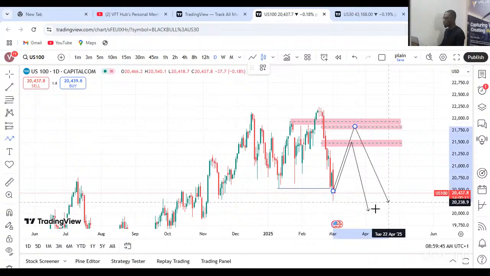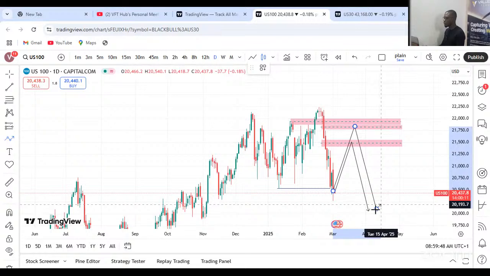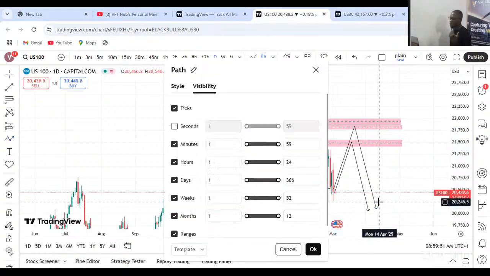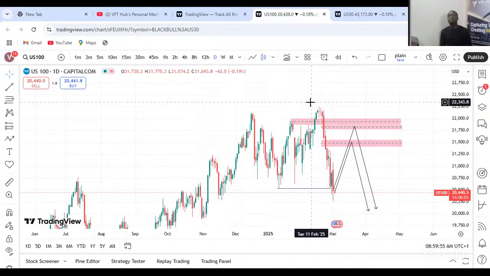Then continue to the downside. So all of this analysis is predicated on the fact that Trump goes ahead with the tariff on China, and probably on Canada and Mexico, right? And he hasn't said anything regarding this recently. So these are our analysis for today.